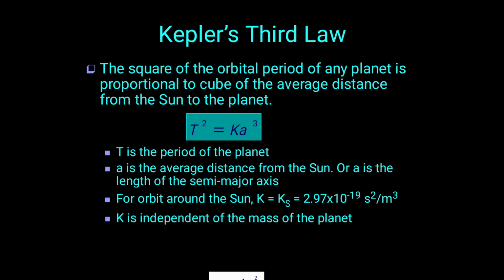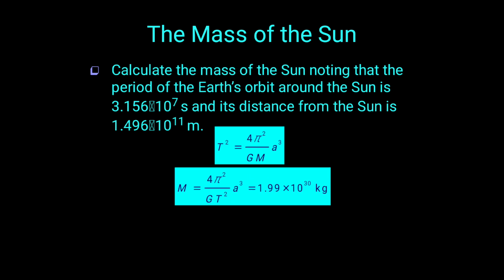Here K is independent of the mass of the planet, and is given by the equation 4 pi squared by GM. How are we going to calculate the mass of the sun? Calculate the mass of the sun, noting that the period of the Earth's orbit around the sun is 3.156 times 10 to the power of 7 seconds, and its distance from the sun is 1.496 times 10 to the power of 11 meters, where T squared equals 4 pi squared by GM, which is Ks, times a cubed. Therefore, from this equation, M equals 4 pi squared by G T squared times a cubed. By substituting these values, we get the mass of the sun as 1.99 times 10 to the power of 30 kg. This is the mass of the sun. Thank you.